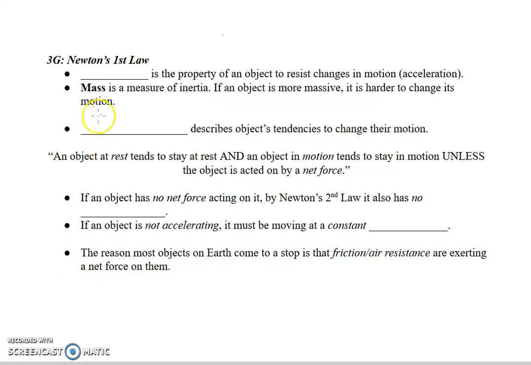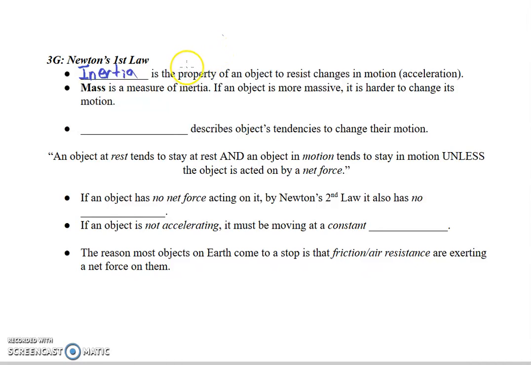Okay, we'll get started. In this section, we're going to be looking at 3G, which is going to be Newton's first law. So before we actually get into the law, we get a little bit of vocabulary out of the way. And the first term is going to be inertia. I-N-E-R-T-I-A. Inertia. And inertia is the property of an object to resist changes in motion.